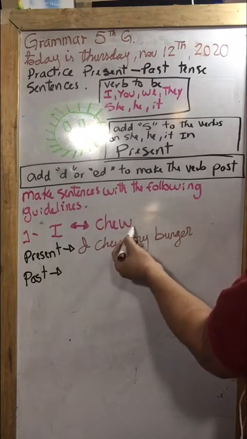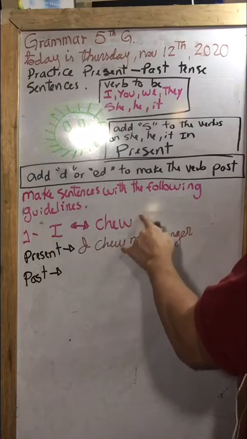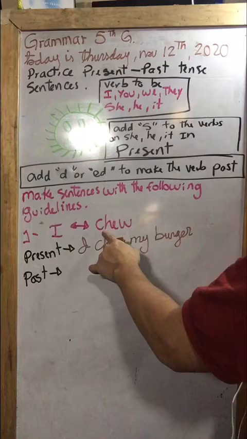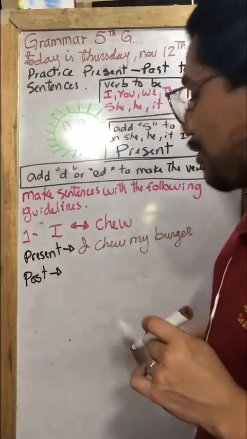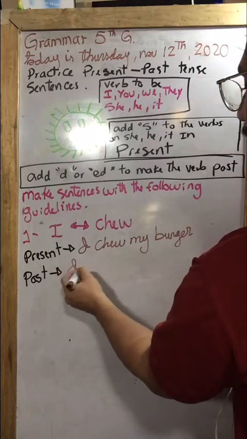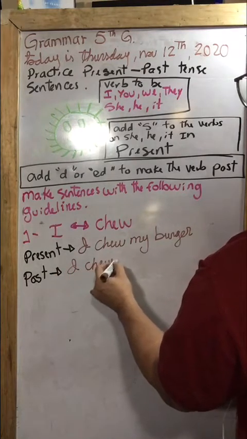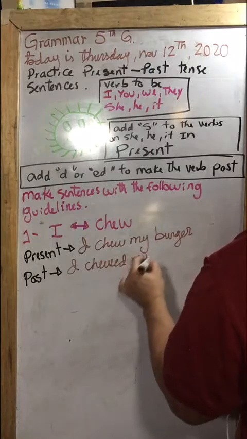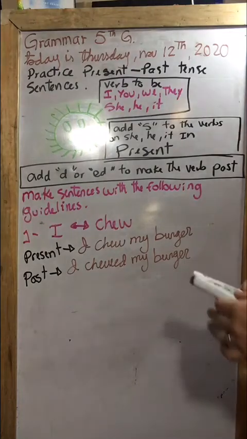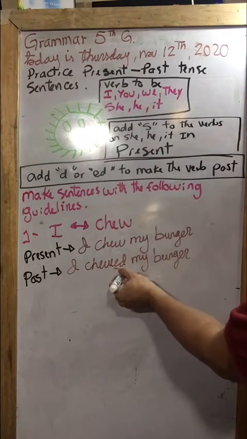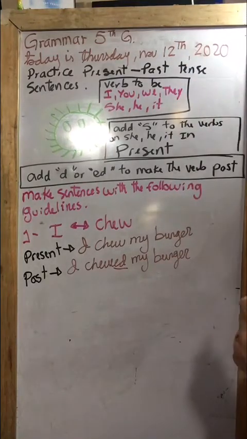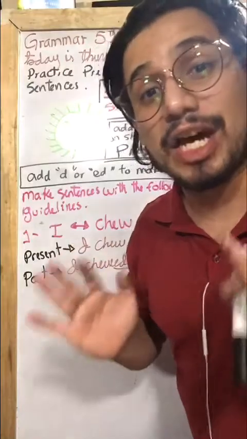And as much as this doesn't have a letter over here, I have to add ed. It doesn't have a vowel. So you cannot say, I chewd. You would have to add a vowel in there. So you write, I chewed my burger. As you can see, the only thing that changed in the sentence is the fact that we add ed to the sentence, okay? Very simple, very easy, and non-complicated.